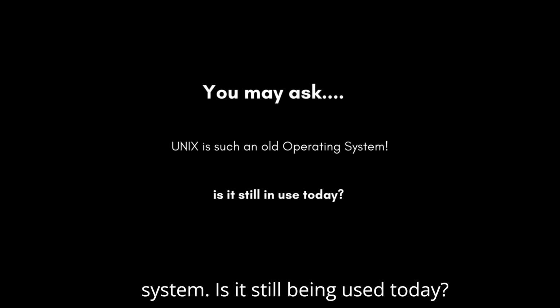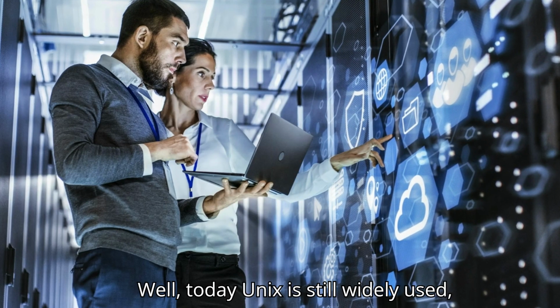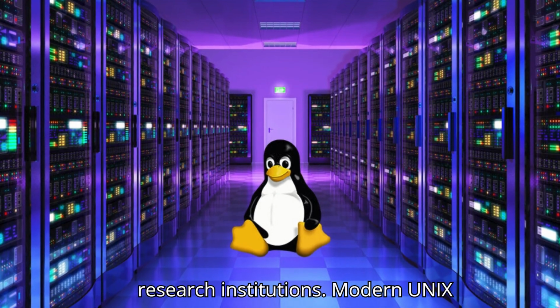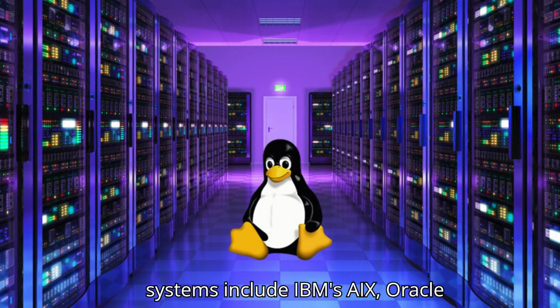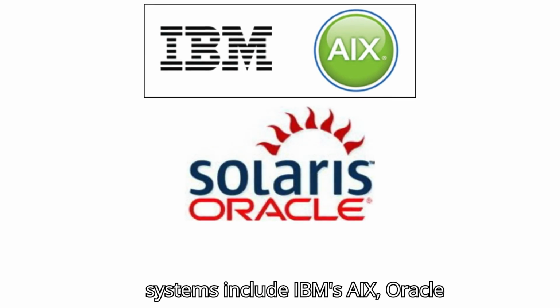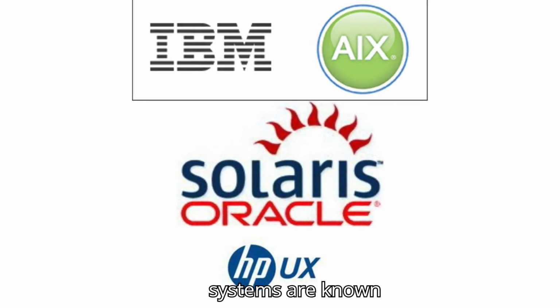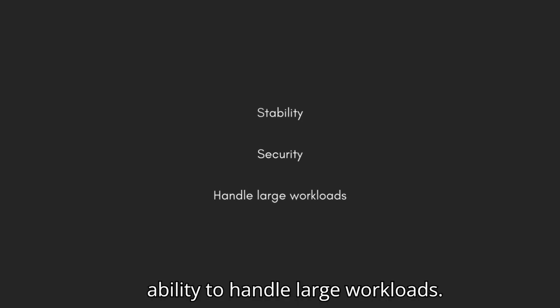You may ask, UNIX is such an old operating system, is it still being used today? Well, today UNIX is still widely used, especially in large enterprises and research institutions. Modern UNIX systems include IBM's AIX, Oracle Solaris, and HP's HP-UX. These systems are known for their stability, security, and ability to handle large workloads.